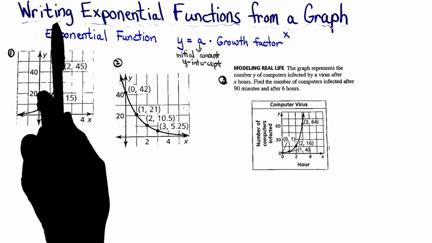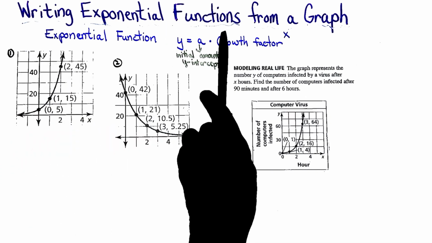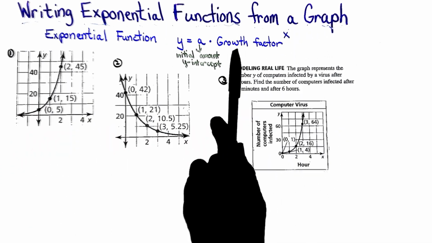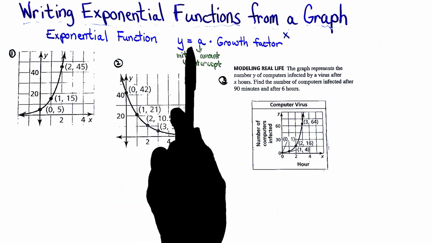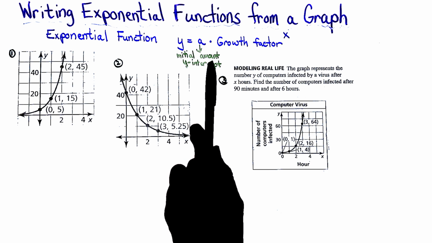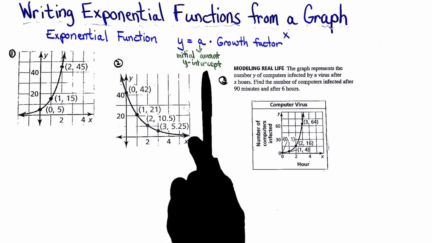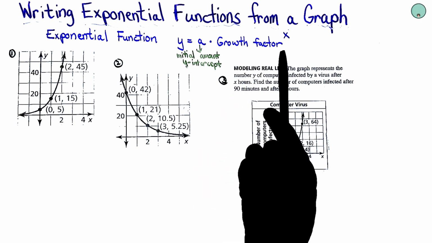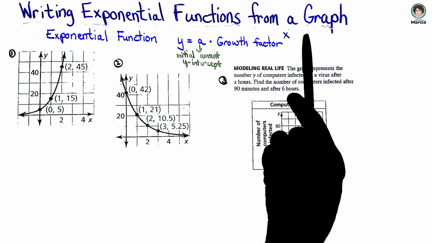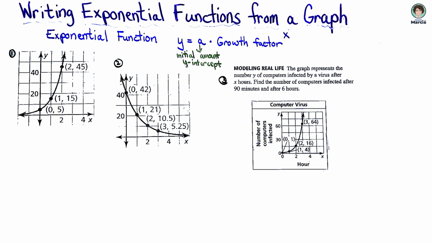For this lesson, we're going to be writing exponential functions from a graph. So the exponential function that you need to know is y is equal to a, which is your initial amount or your y-intercept, times your growth factor, and your growth factor is taken to a power. And that power could represent different things, depending on what your problem is stating. So let's start working this problem.